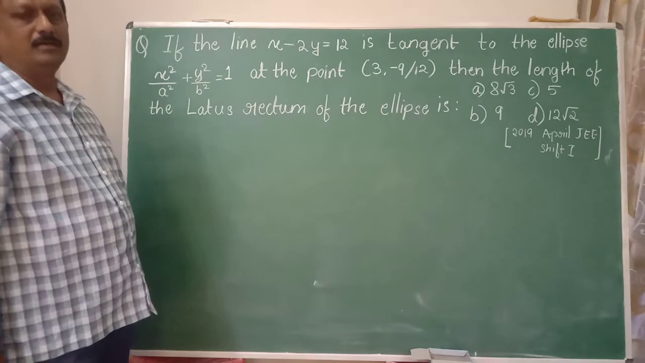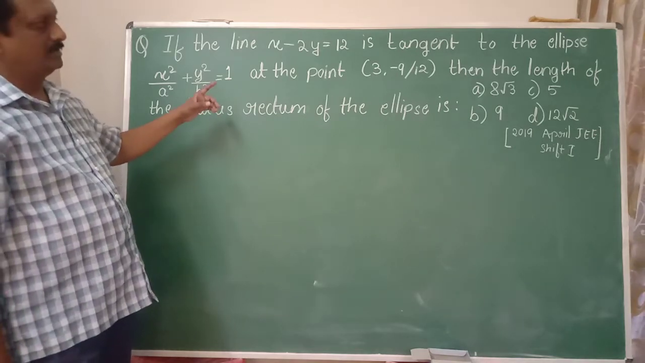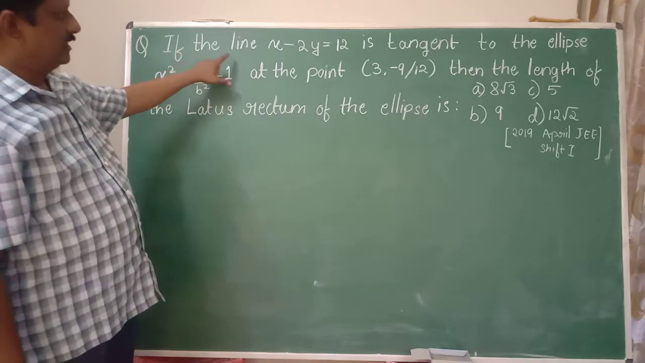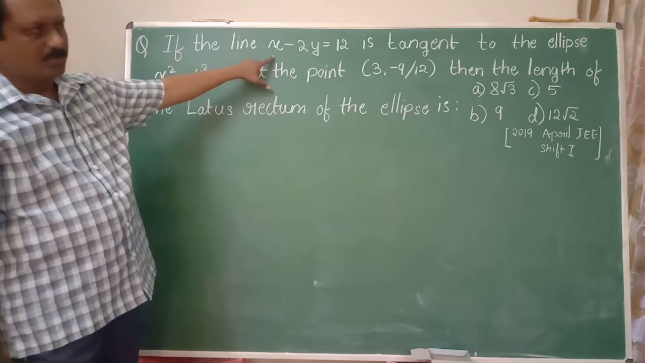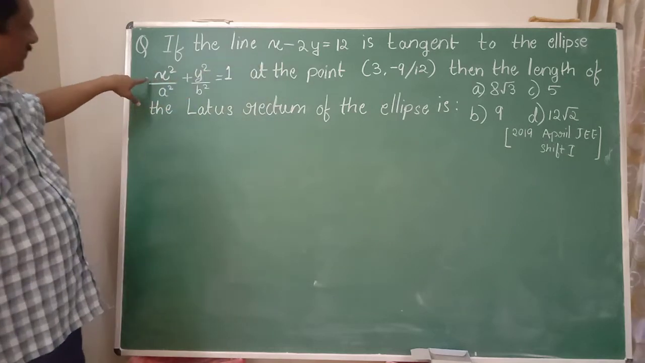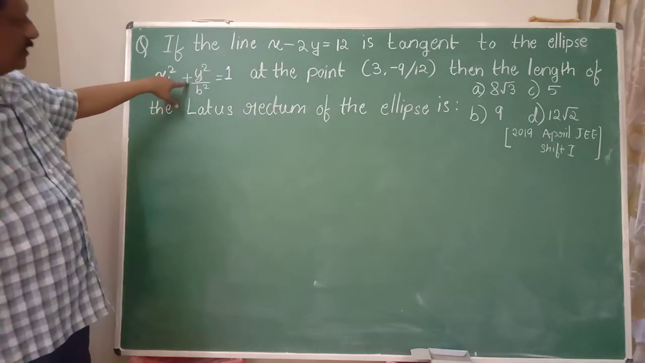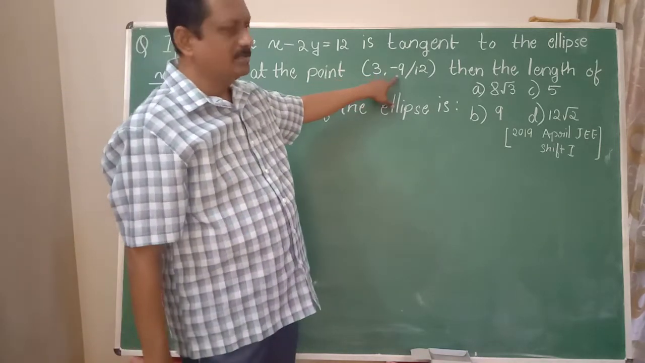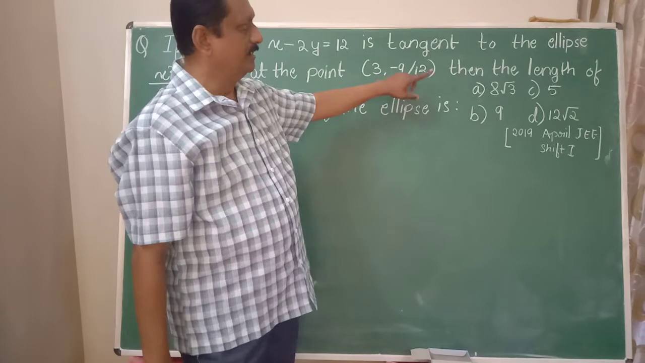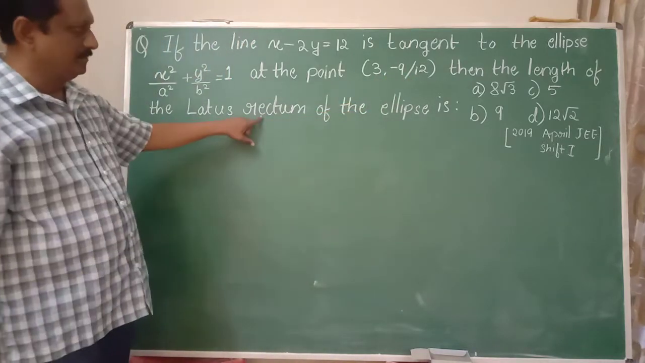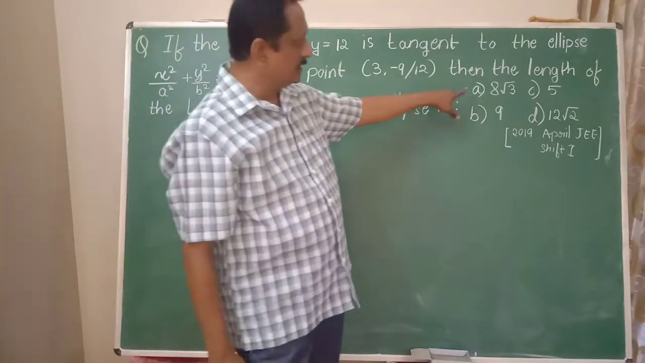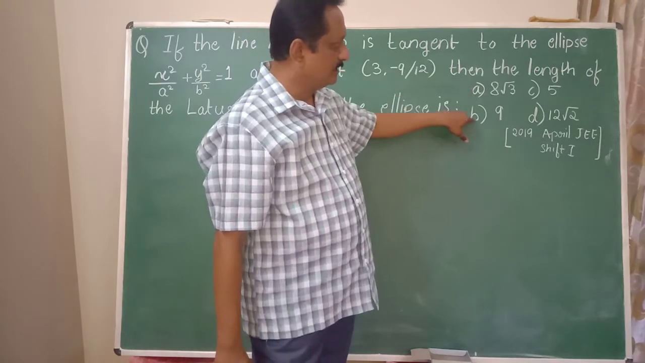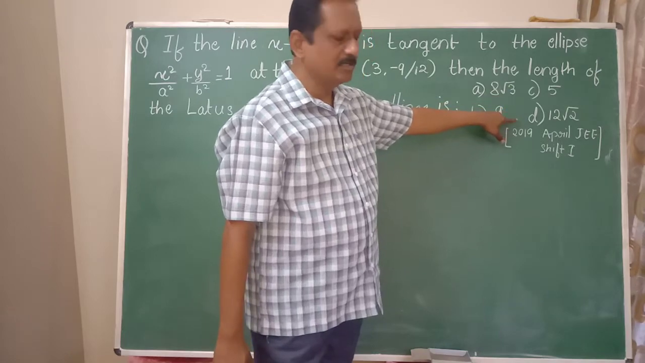Okay. So that is the equation of tangent at the point x1, y1. If the line x minus 2y is equal to 12 is a tangent to the ellipse x square by a square plus y square by b square is equal to 1 at the point 3 comma minus 9 divided by 2, then the length of the latus rectum of the ellipse is: 4 options are there. First option is 8 root 3, second option is 9, third option is 5, fourth option is 12 root 2.